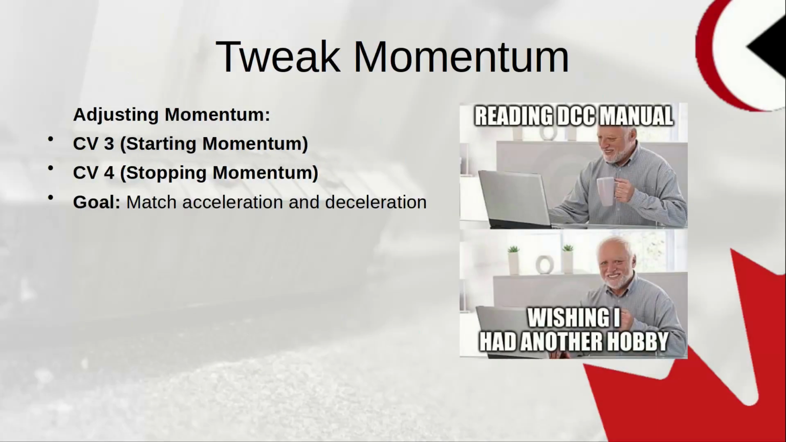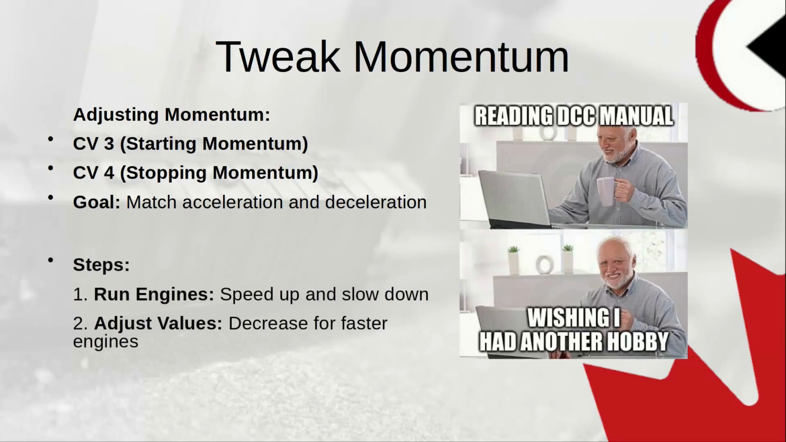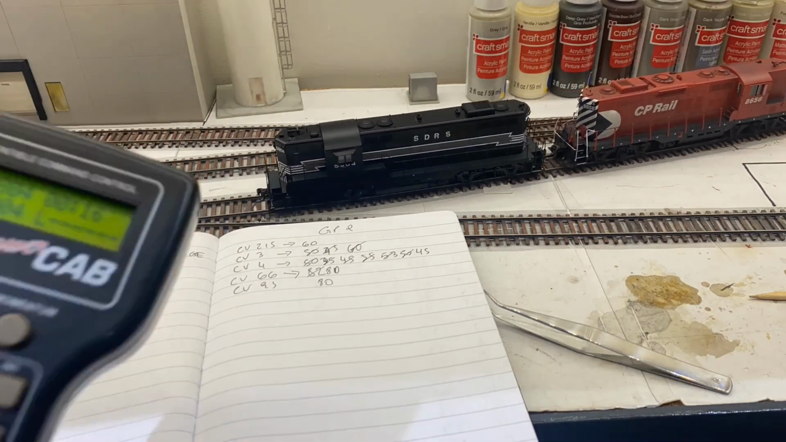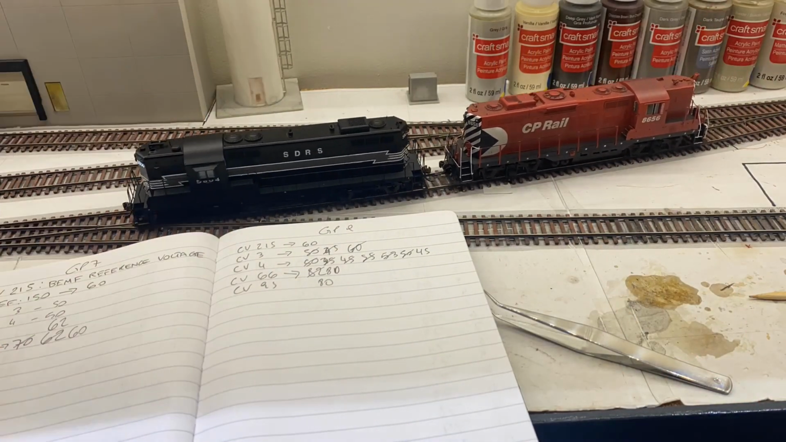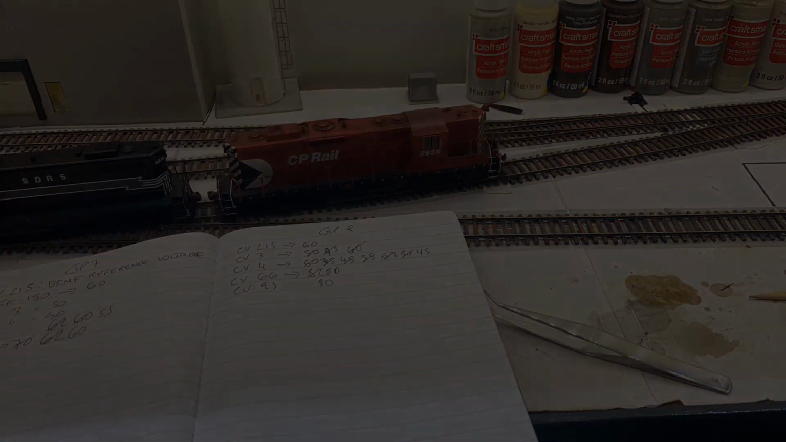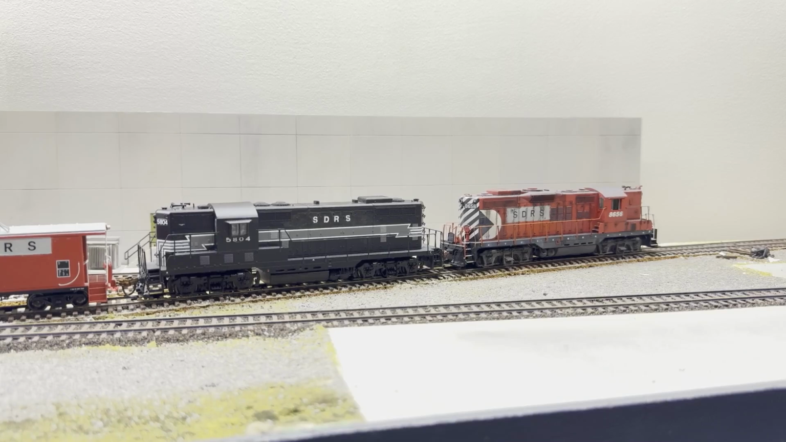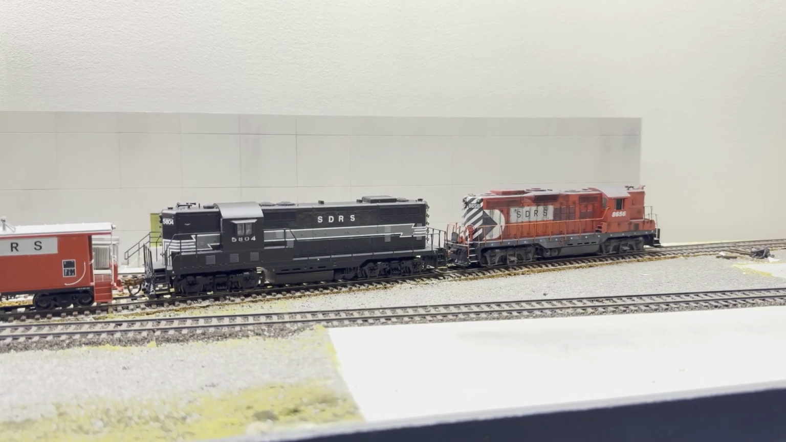At this point, you may want to tweak CV3 and CV4 for momentum to make sure it matches on both engines. Run the engines back and forth, speeding them up and slowing them down, and slowly decrease the values for the one that goes too fast. You're basically doing a speed match all over again, but for acceleration and deceleration. I like my trains moving slowly and feeling heavy, and will eventually pick a pretty high value, but I'll start with 50 and see how this works.